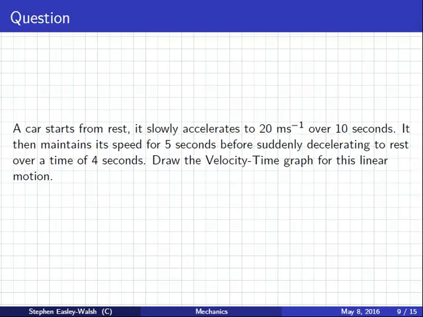Draw the graph. So I think I'll let you... Do you think you can try and draw this graph? Or do you need to see me do this one? Andy, what do you think? Do you think you can try and draw it, or do you need me to do it? You think you can? Give it a try.